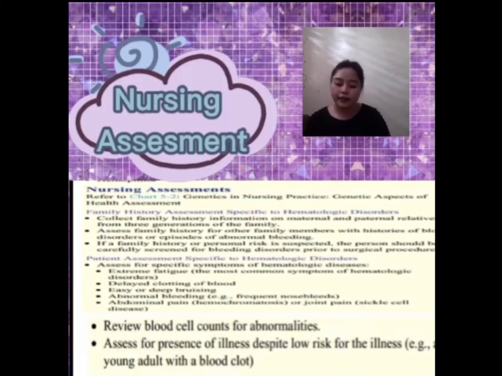Next is patient assessment specific to hematologic disorder. First, assess for the specific symptoms of the hematologic disorder. Extreme fatigue is a common symptom. Delayed clotting of blood, easy or deep bruising, abnormal bleeding, for example frequent nosebleed, and abdominal pain, known as hemochromatosis, or joint pain, known as sickle cell. After that, review the RBC count for abnormalities and assess for illness despite low risk for the illness.